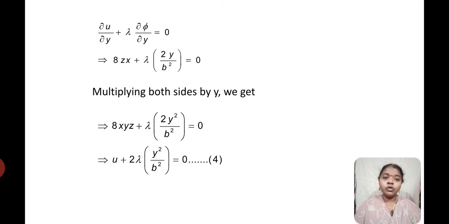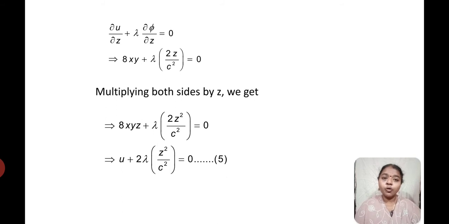Similarly, dou u by dou y plus lambda into dou phi by dou y is equal to 0 would be solved. Here, we get 8zx plus lambda into 2y by b square is equal to 0. Let me multiply both the sides by y. I'll get 8xyz plus lambda into 2y square by b square is equal to 0. Again, 8xyz is equal to u from equation 1. Therefore, u plus 2 lambda into y square by b square is equal to 0. This is our equation 4.